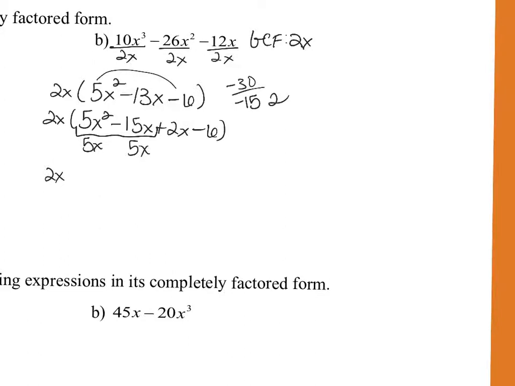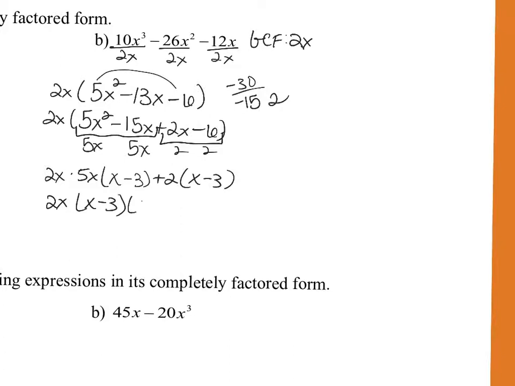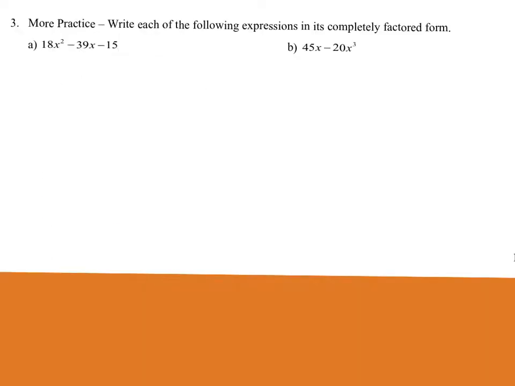I'm going to do times my GCF of 5x, and I'm left with x minus 3. My GCF on the second half is a positive 2. I'm left with x minus 3. Keep bringing along that 2x. Your new GCF is x minus 3, and I'm left with 5x plus 2. And there we are. All right, 3A, completely factor each of the following.